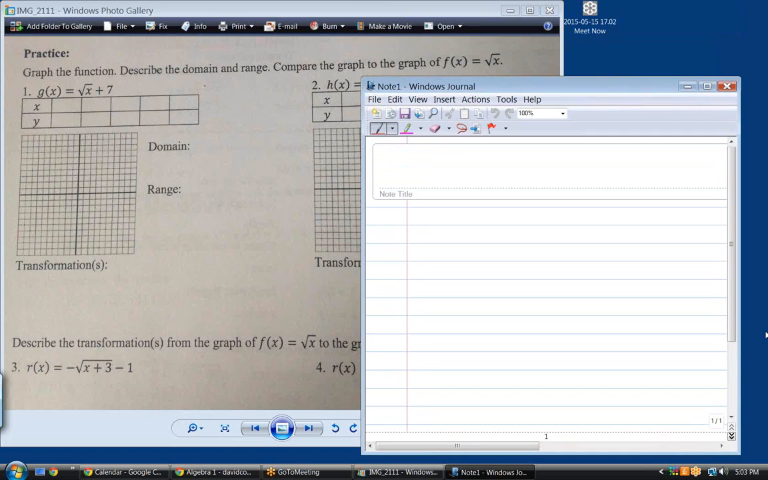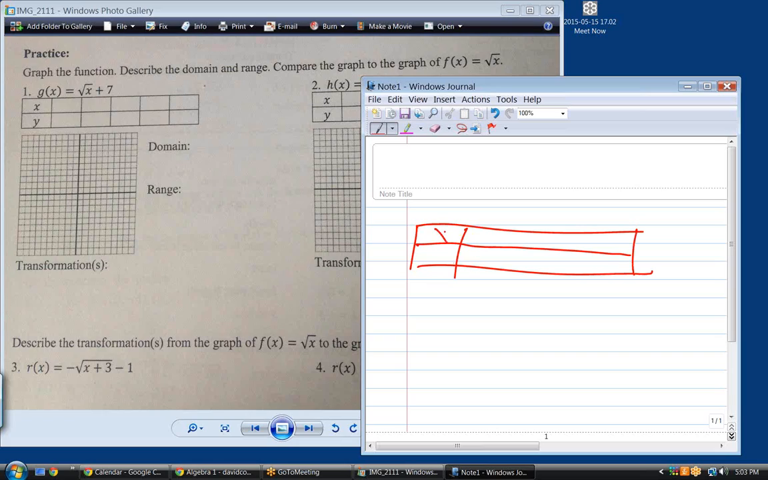So they want us to describe the domain, range, graph it, and then compare it to the elementary function. Okay. So it looks like they want us to fill out this table also, this table of x and y values. How am I going to make this table? I do not remember this.